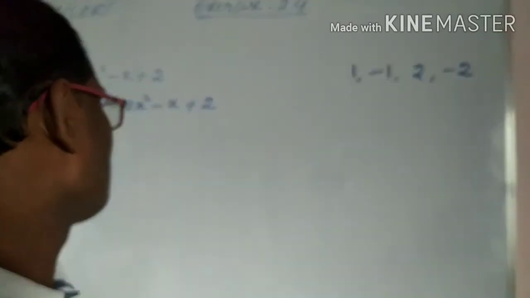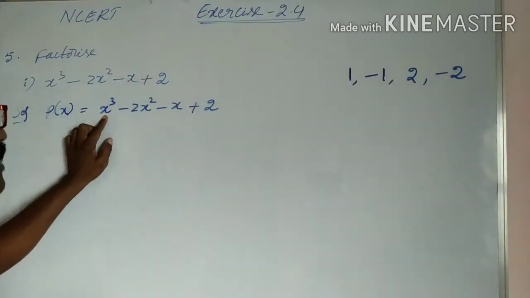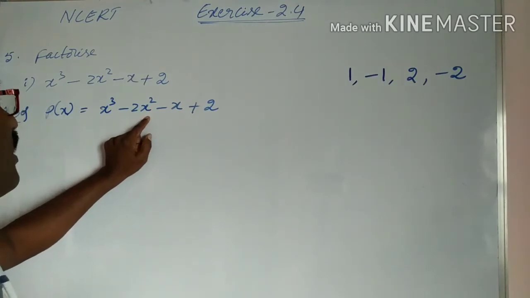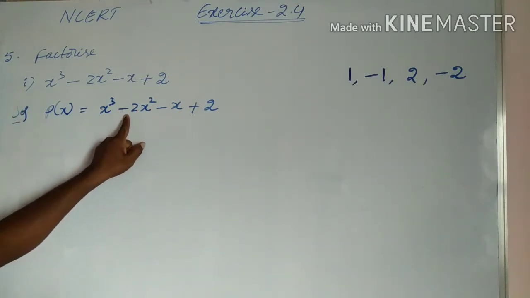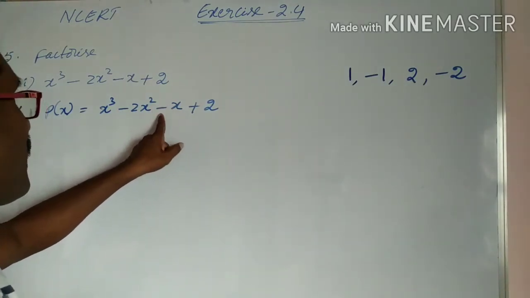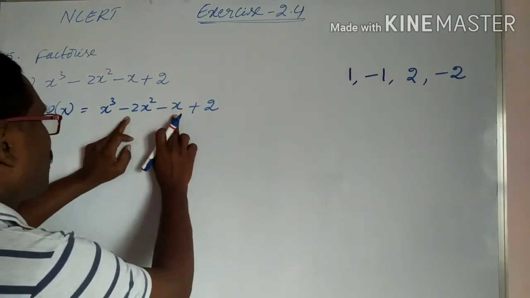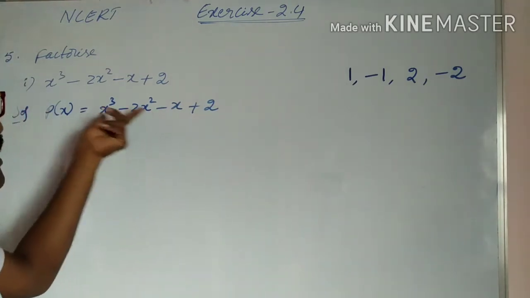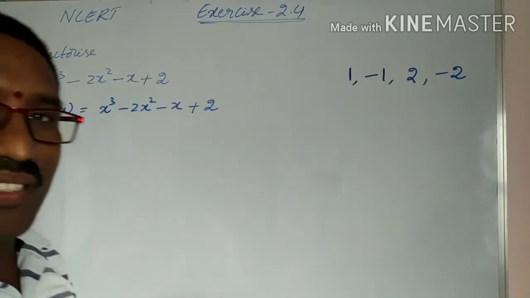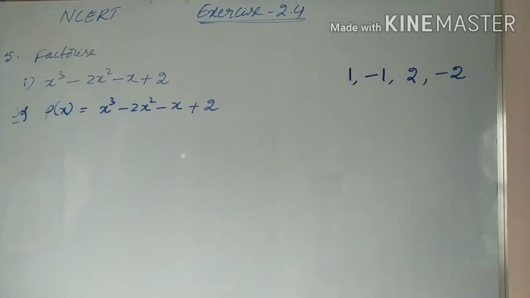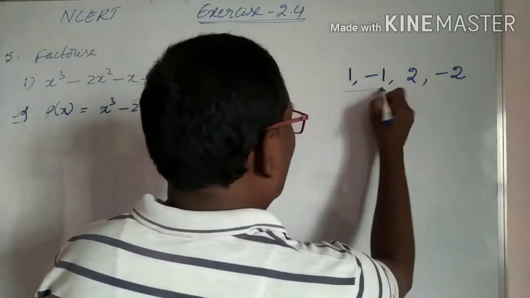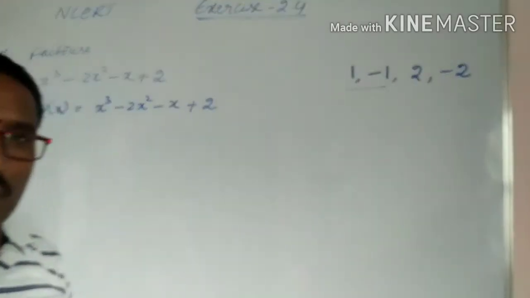Here 1 cube means 1 will come. Here 1. How much here? Minus 2. Here 1. Minus 1. Here minus 1 minus 2, minus 3. Here plus 3. Yes, it is 0. Simple.